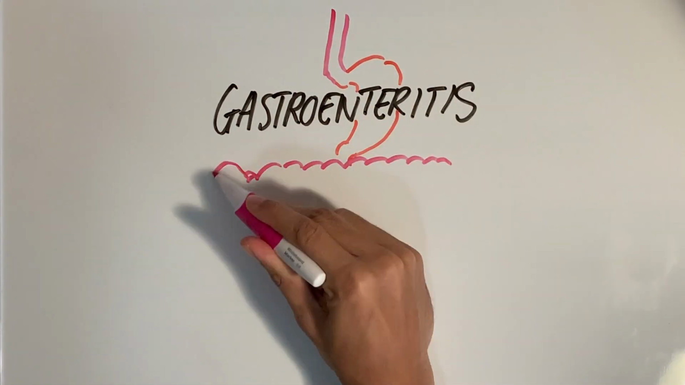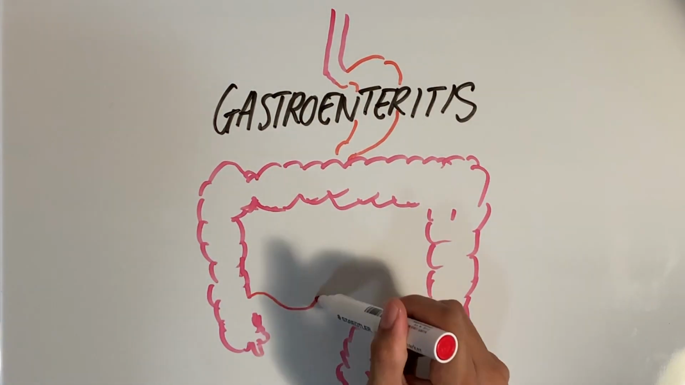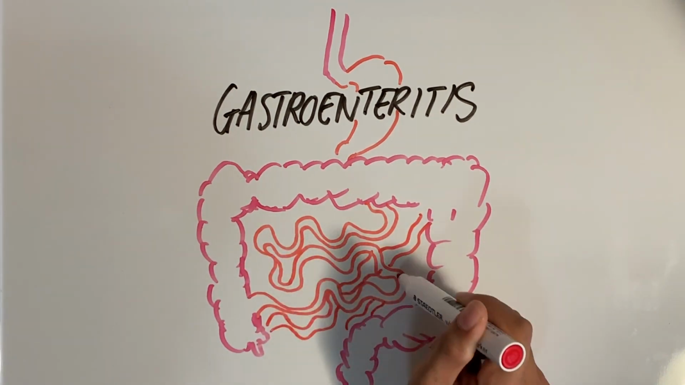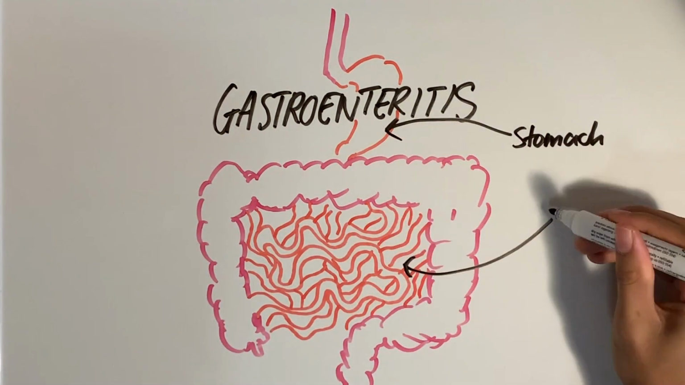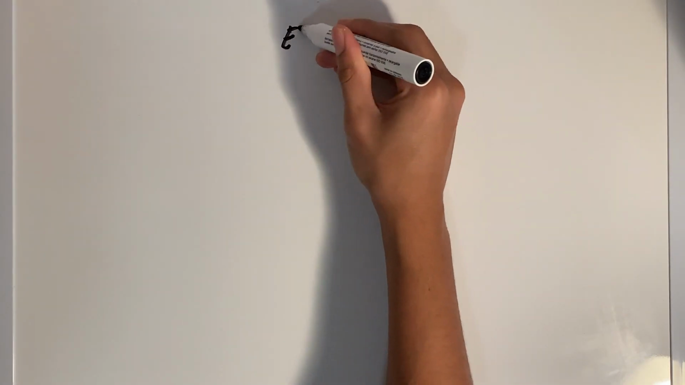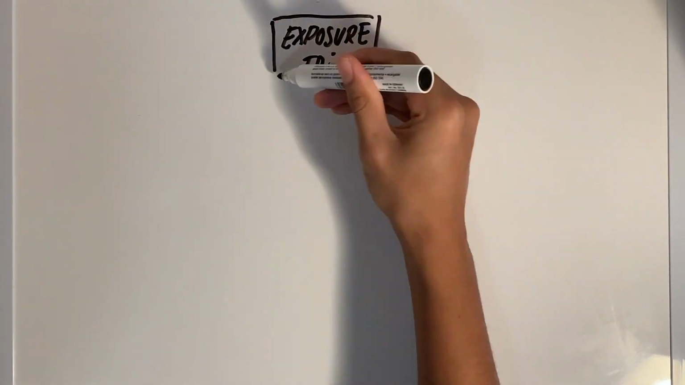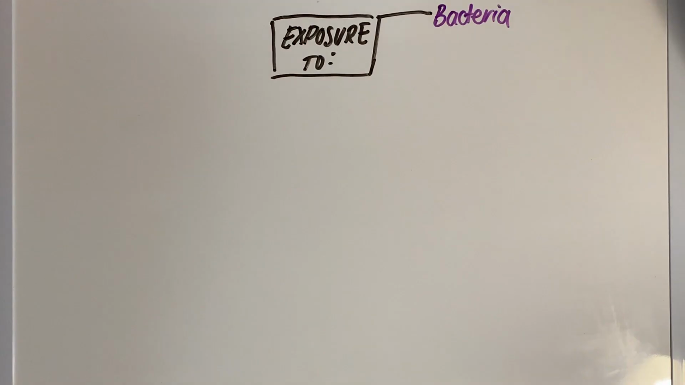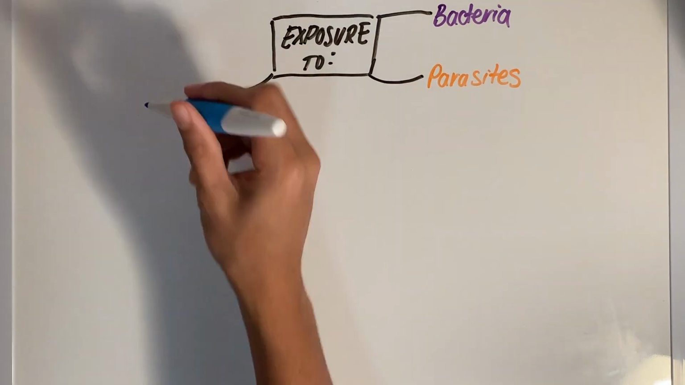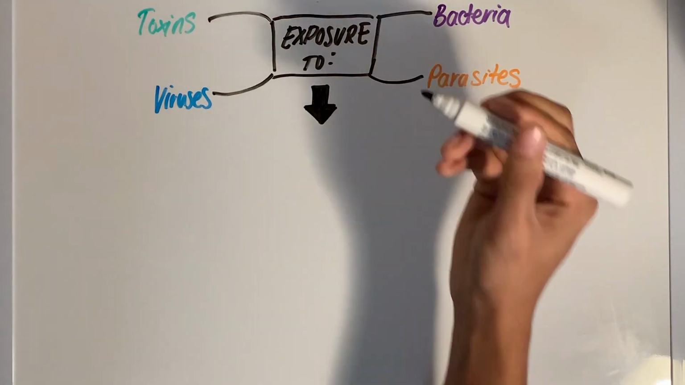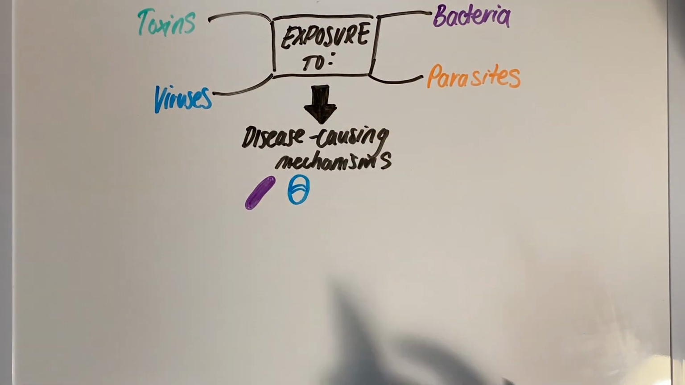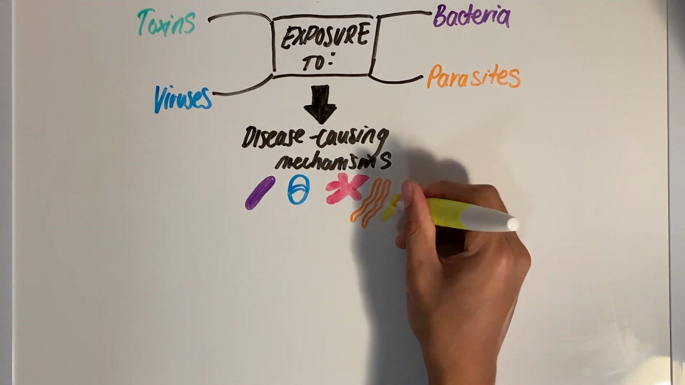Gastroenteritis, also known as gastro, is an illness triggered by the infection and inflammation of the digestive system, in particular the stomach and the small intestines. There are numerous causes of gastroenteritis, such as exposure to certain strains of bacteria, parasites, and viruses, as well as particular toxins. These microorganisms have different disease-causing mechanisms.